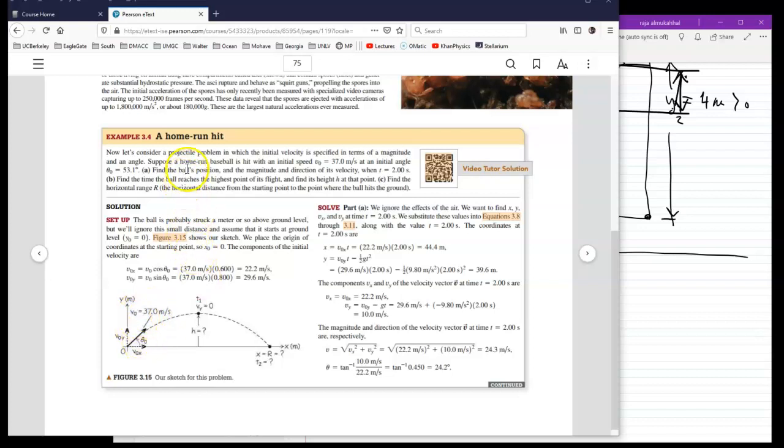Okay. It says, suppose a home run baseball is hit with an initial velocity or speed of V naught equals 37 meters per second, at an angle of 53.1 degrees. Okay, so we have the angle of projection, that is 53.1 degrees. So of course the ball is going to follow this parabolic path until it falls to the ground. Find the ball's position and the magnitude and direction of its velocity when t is equal to 2 seconds.